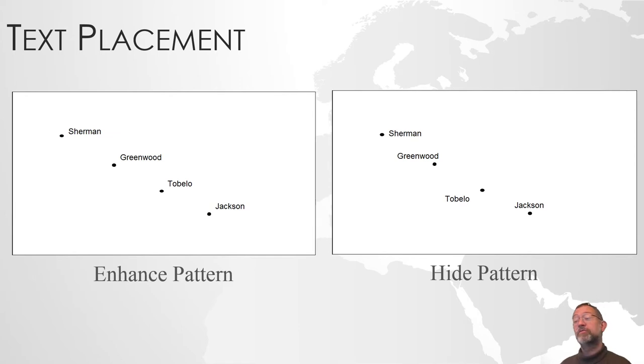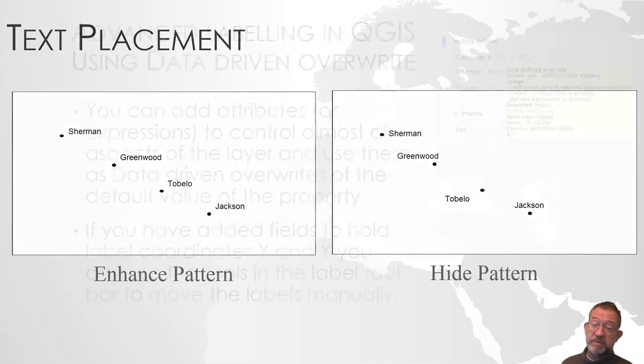There's another thing that's nice with labels: we can use them to enhance patterns or to hide patterns. Because the labels are not the geometry itself, we can place them as we see fit. So this example here is very obvious. Where we have placed them like this, we enhance the pattern, or if we place them a bit more randomly around our points, we can hide the pattern. So the placement of the text is also an important part of our total map design.